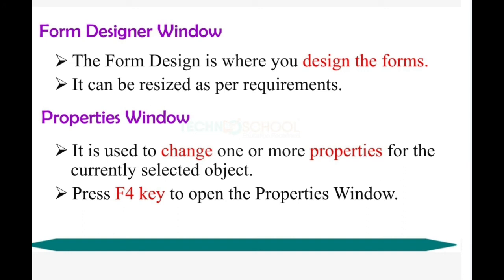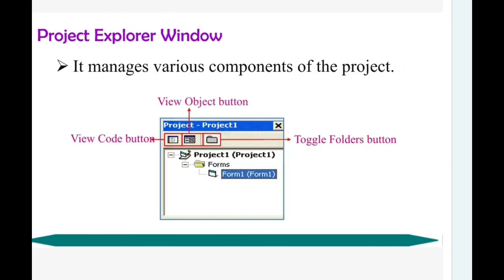Let me move to the next slide. Here we are looking at the Project Explorer window. It manages various components of the project. In the Project Explorer window we have a View Object button, a View Code button and a Toggle Folders button. So we have a list of these icons in the Project Explorer window. If you want to switch from the form screen to the coding window or the output screen, we can use the Project Explorer window to switch between the screens in Visual Basic.